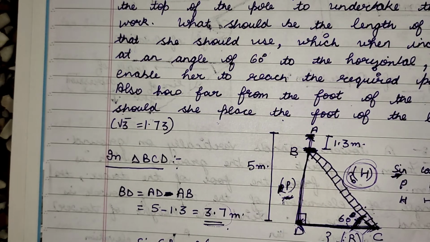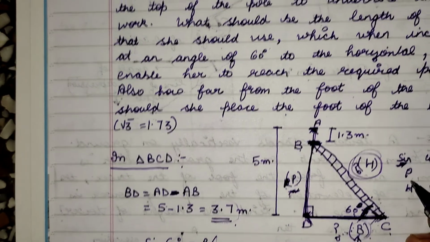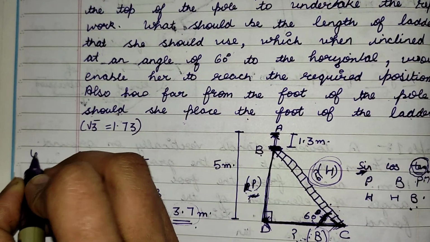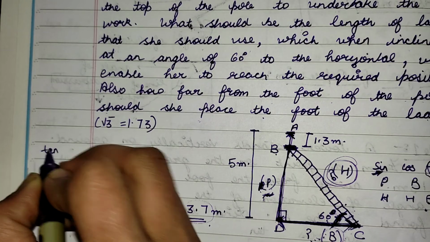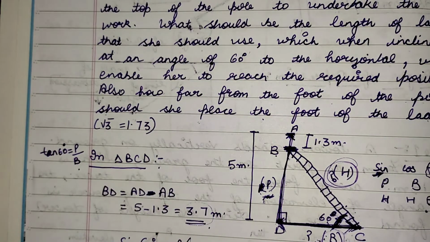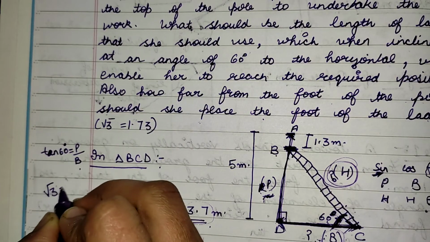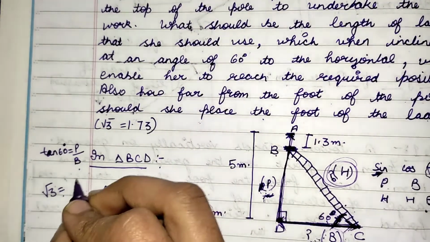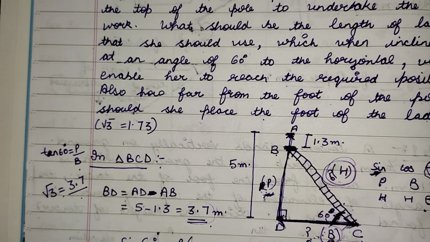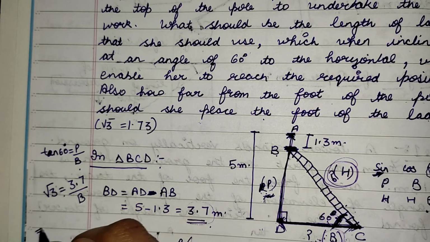Which trigonometric ratio is going to tell you this relation? This relation will be told by tan, so I will use it here. Tan 60 degree is equal to perpendicular by base. Tan 60 is root 3. Perpendicular is my 3.7, and base I have to find out.